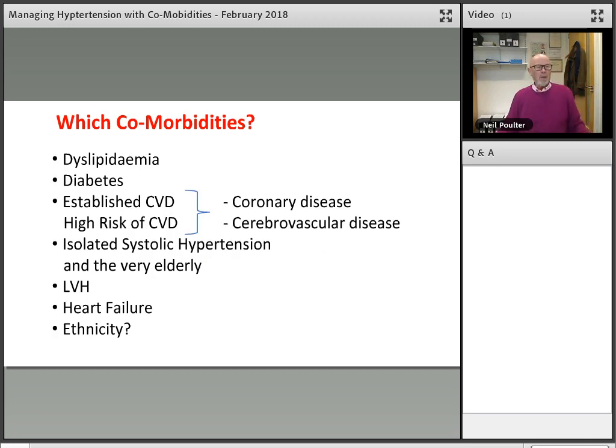So back to the title of my talk, which comorbidities do we have time to talk about? Well, there are lots that we could talk about, but within 20 minutes or so I'm going to focus on the ones shown here: dyslipidemia, diabetes, established cardiovascular disease or those at high risk, isolated systolic hypertension, which you'll appreciate is linked with old age, so the very elderly. Then left ventricular hypertrophy, a little bit on heart failure, and finally a word on ethnicity, because cardiovascular disease differs greatly amongst ethnic subgroups.